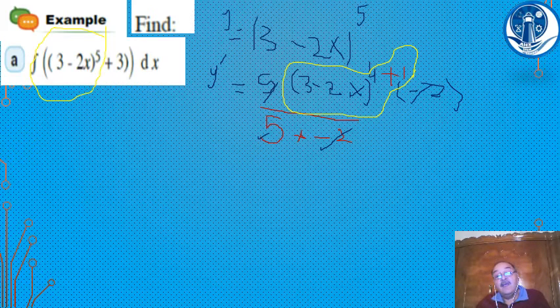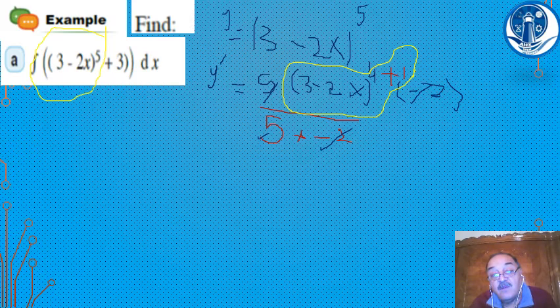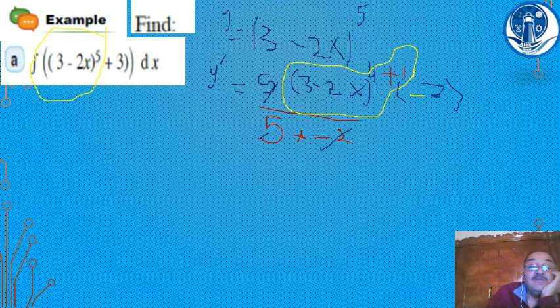Say again. If you have y equals (3 minus 2x) all power 5, the first derivative is 5 times (3 minus 2x) all power 4 times the derivative inside the bracket, which is negative 2. Sorry for the bad handwriting. Okay, then this is negative 2.